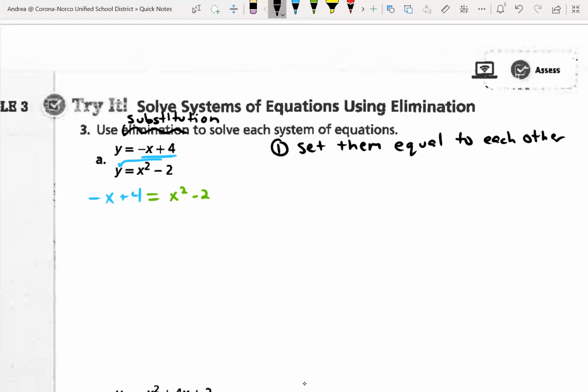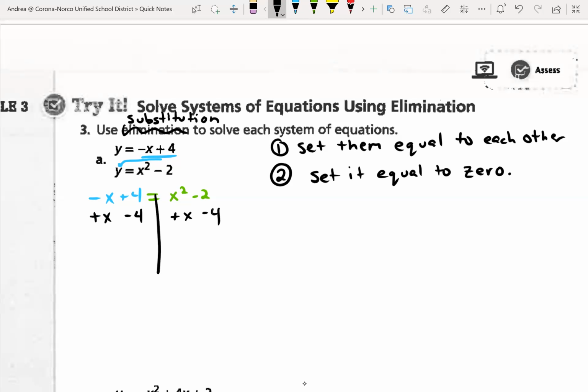Okay, now this is a quadratic. Okay, the first step in solving a quadratic is set it equal to 0. Okay, so I'm going to move this x and move this 4 to the other side, so it's 0 on that side. Any questions over that? So we have 0 here.